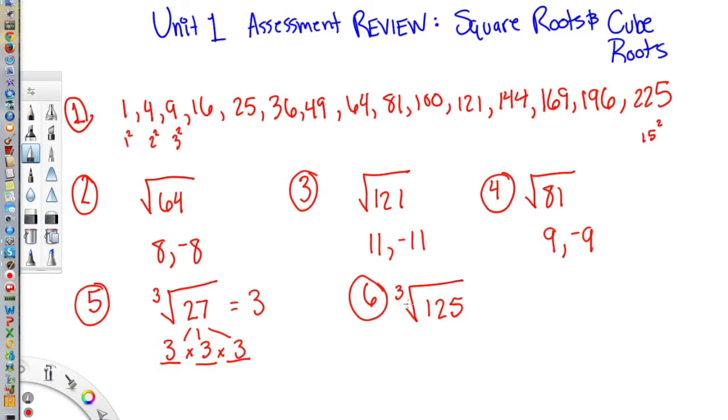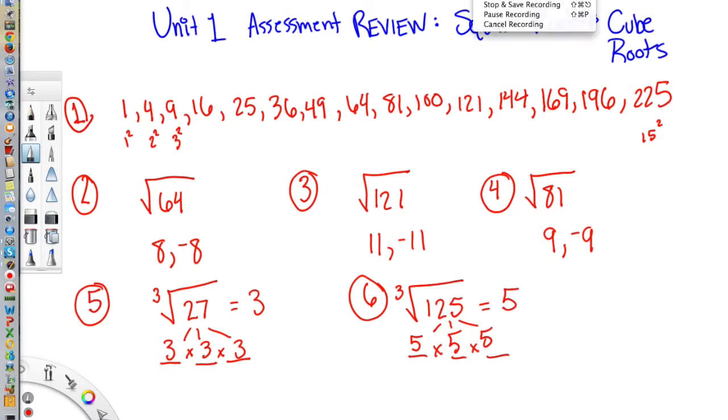The cube root of 125 is asking the same question. What number, used as a factor 3 times, would be 125? That would be 5 times 5 times 5. So the answer is just 5. But once again, I'm just showing you the work. 5 times 5 is 25, and 5 quarters is $1.25. So our answer is 5.